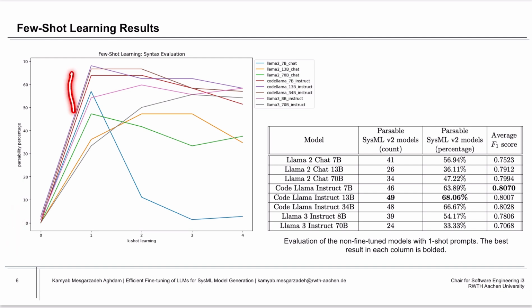As you can see, only giving one example results in the best performance, and further introducing more examples degrades the performance for most of the models. And notably, the Code Llama models, given one-shot prompts, perform the best, and they can reach a parsability of 68%.